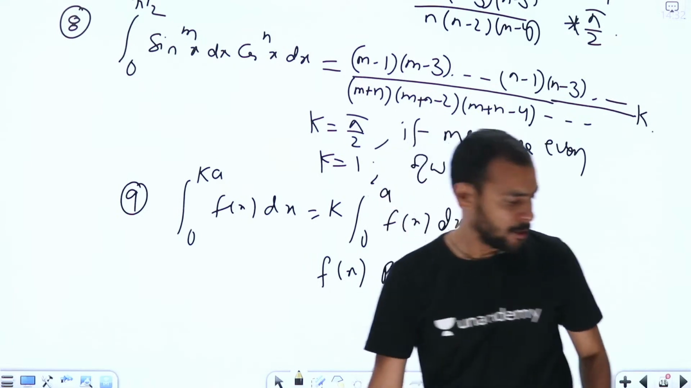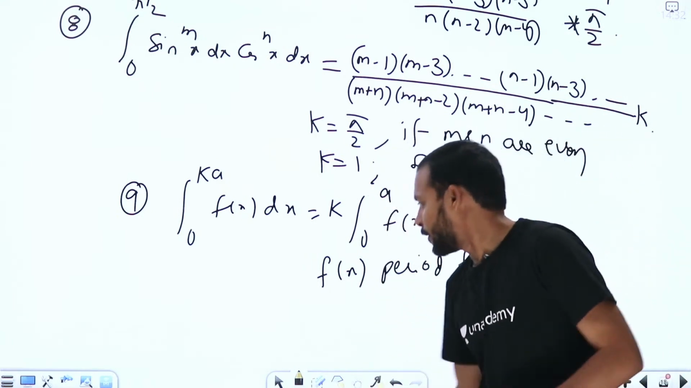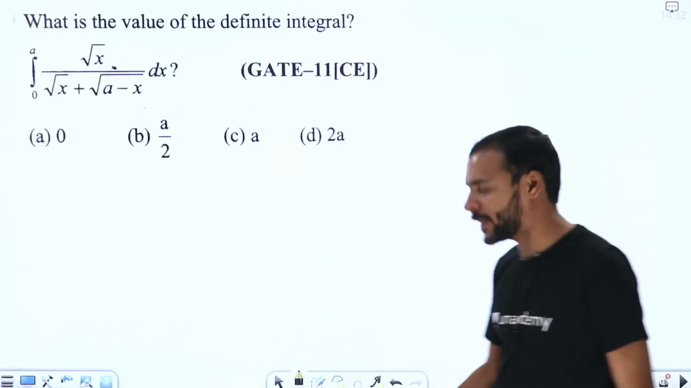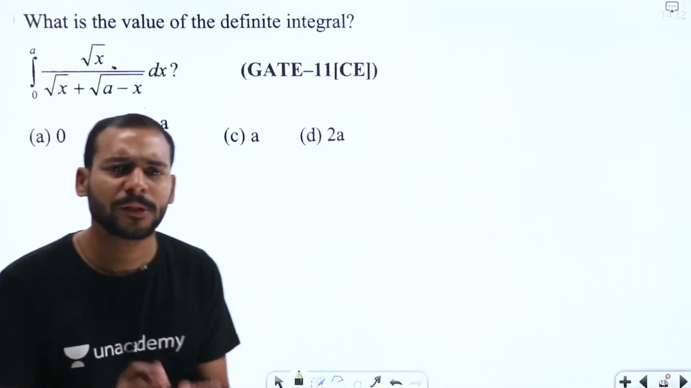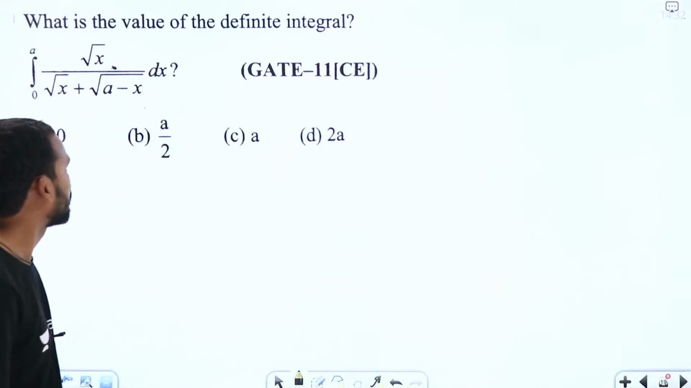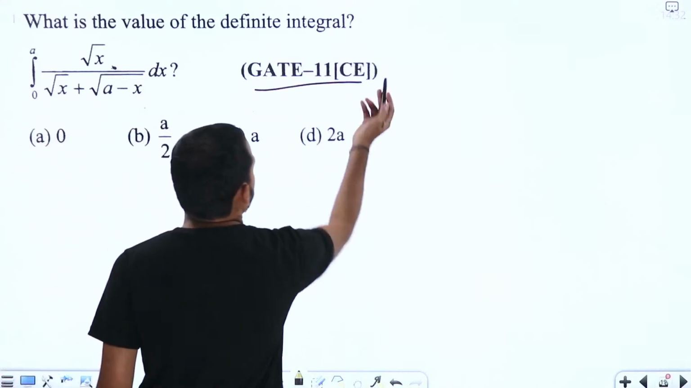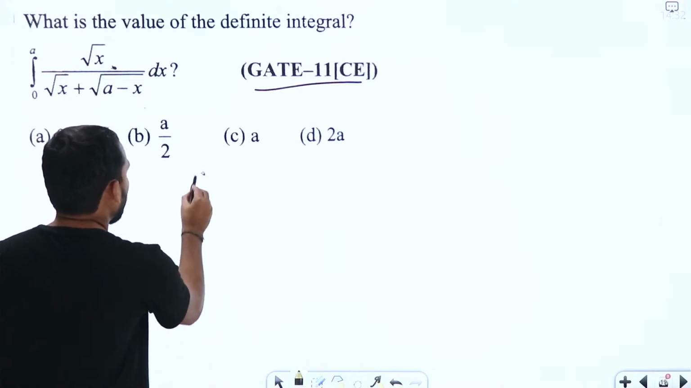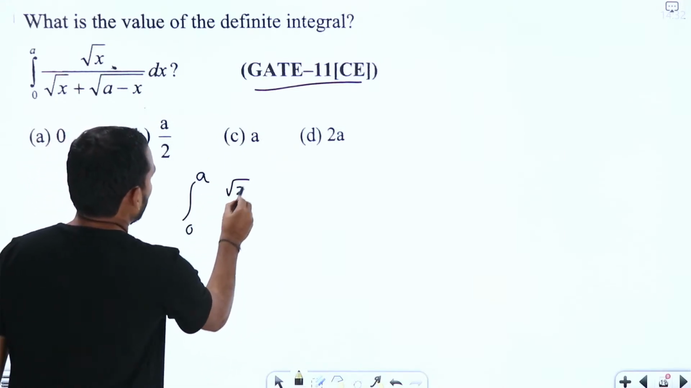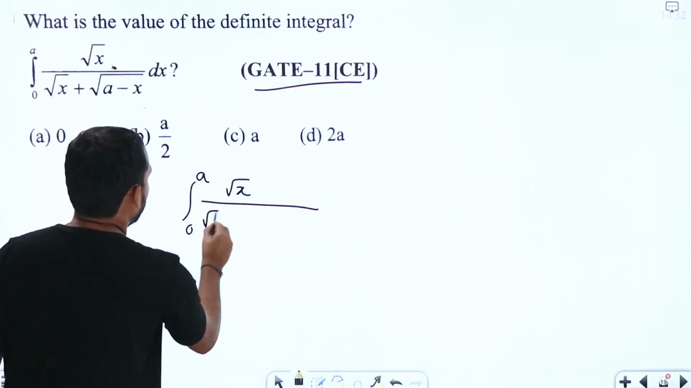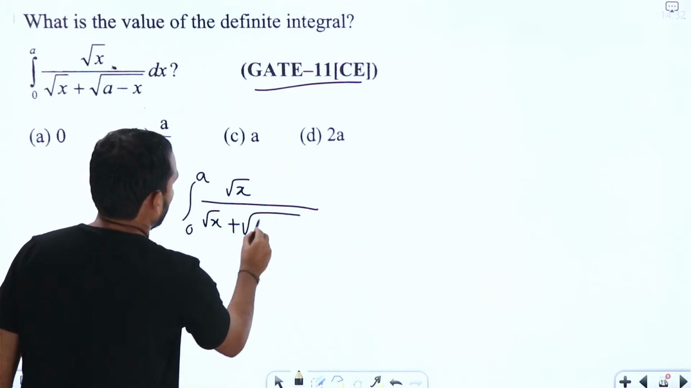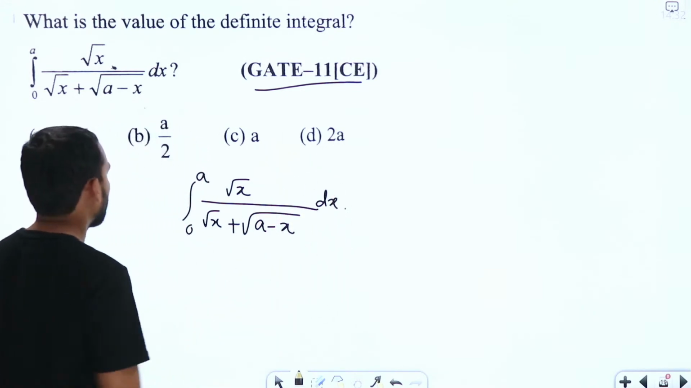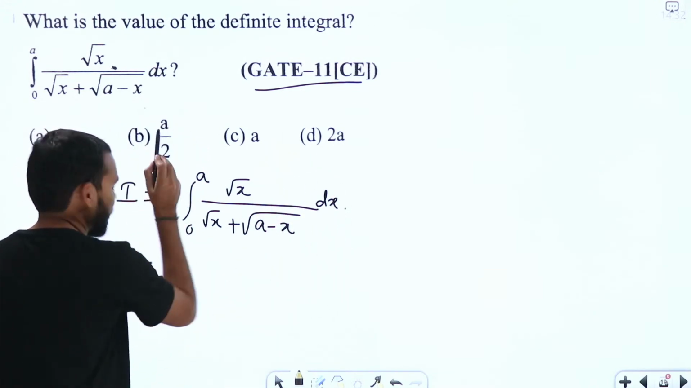Now let us try to solve some problems based on this. Based on the properties we have seen till now, we are going to solve this one. This is an old GATE question from GATE 2011. It is the integral 0 to a of root x by root x plus root of a minus x dx. Let me consider this as I.